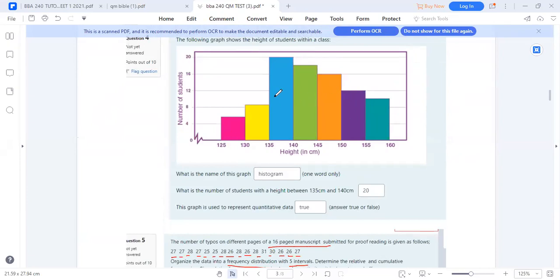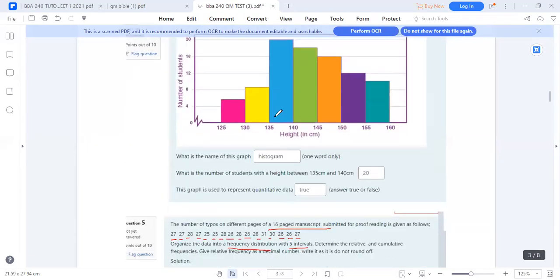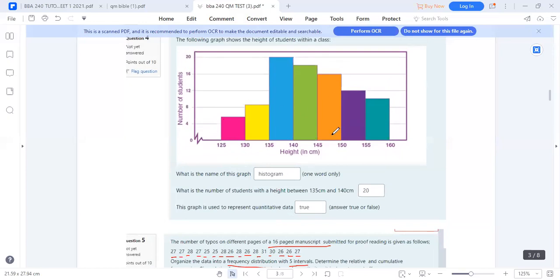So we've also spoken about the chart. We've been given the following chart, and we've been asked to identify what chart this is. Is this a bar chart or a histogram? So this is a histogram because it's attached. What is the number of students with the height between 135 to 140? So you go 135 to 140. The frequency here is what? 20. So the height is what? 20. So remember, this is teaching you how to present data in a simple way.